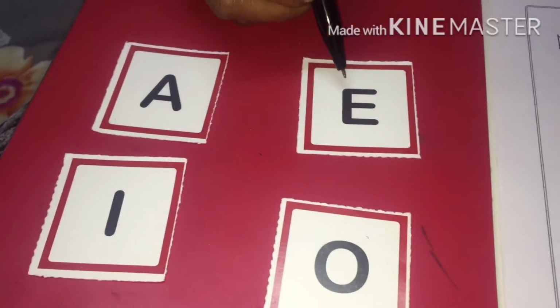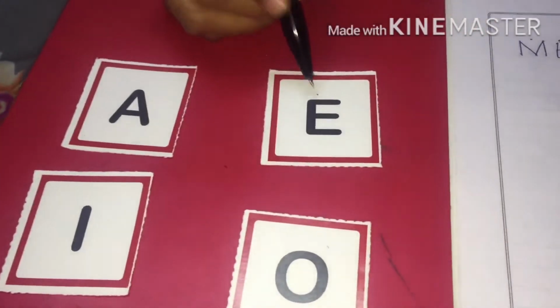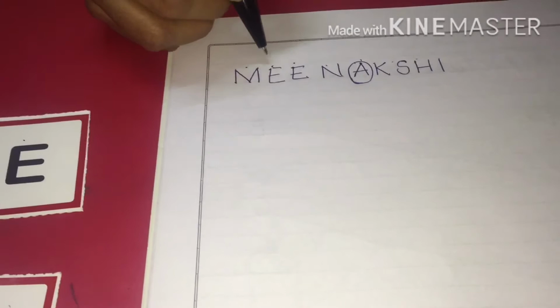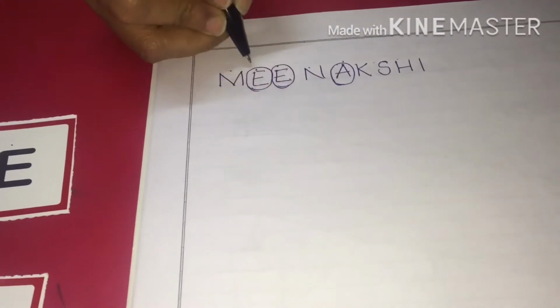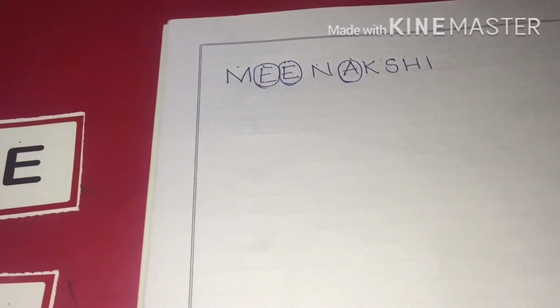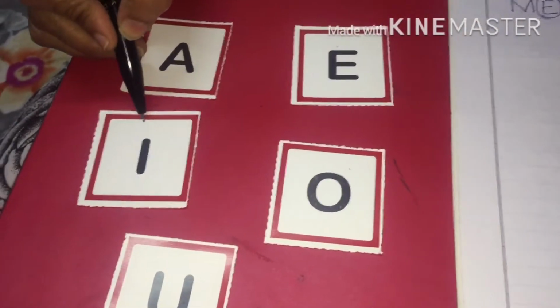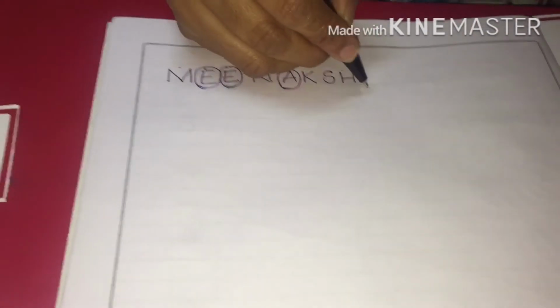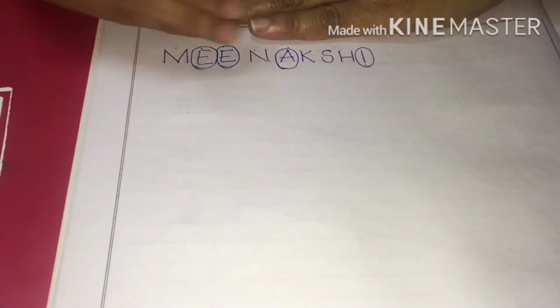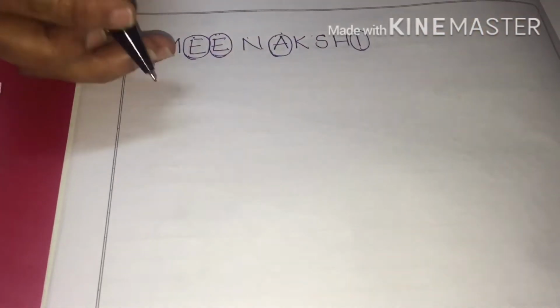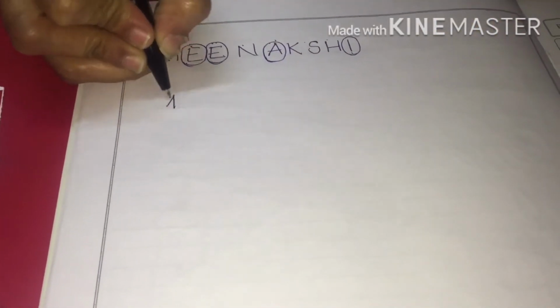Okay. Now, which is the second vowel? Second vowel is E. So, do we have E here? Yes, we have two E here. 1 and 2. Now, come to the next vowel. Which vowel is this? I. Do we have I here? Yes, I do have. If we take out the vowels from my name, then what will we get?